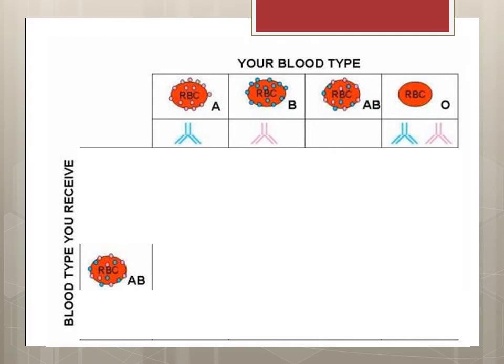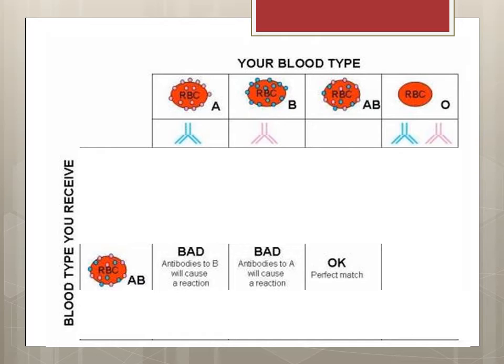has both antigens, so it cannot give to A because A has the blue antibody. It cannot give to B because it has the pink antibody. It can give to AB because it has no antibodies. And 0 again is a very sad blood group because it can't seem to get from anybody yet.